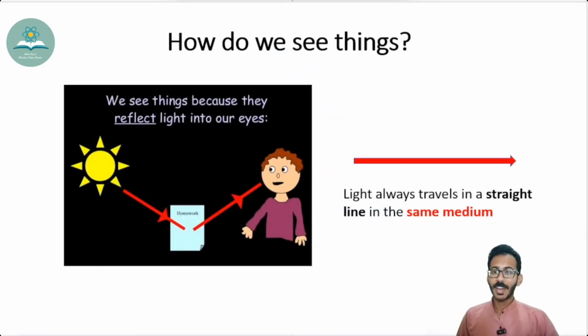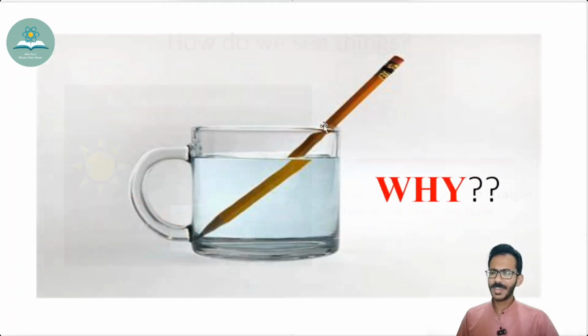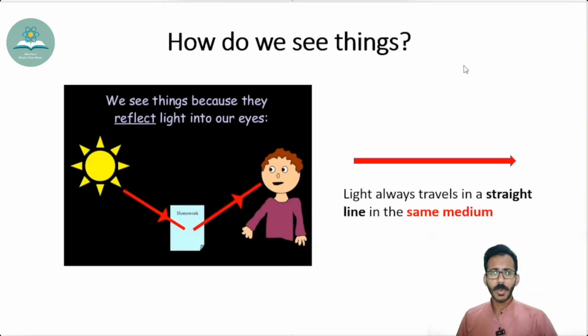We know that light always travels in a straight line. Then why does this happen? Let's see. The real point lies here. Light always travels in a straight line in a single medium. Light has the same speed in a particular medium, but when the medium changes, the speed also changes. So we feel like the light is bending.